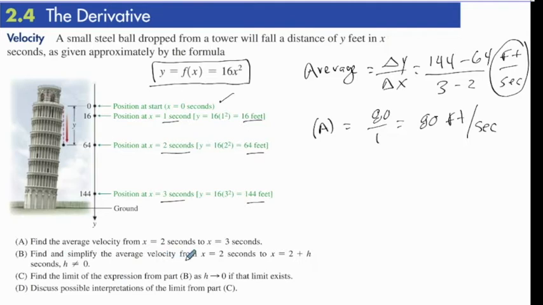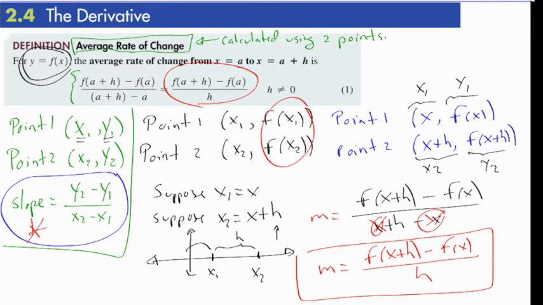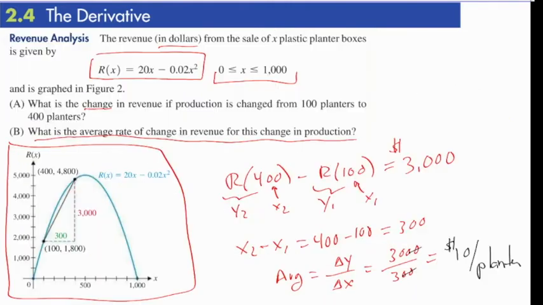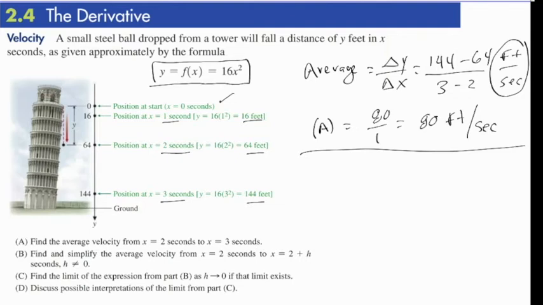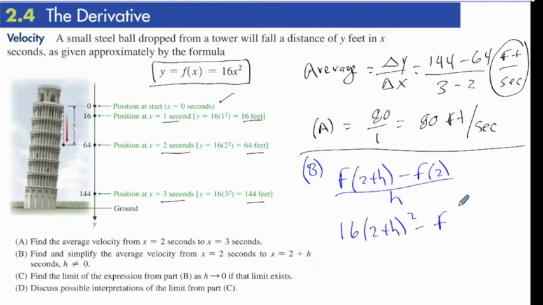Part B says find and simplify the average velocity from x equals 2 to x equals 2 plus h. This is when we want to use our formula that we had found earlier. We did the proof. Let's go back to that proof. Here it is. We started out with the slope formula, and we proved where this f of a plus h minus f of a all over h comes from. So for part B, we're going to say f of 2 plus h minus f of 2 all over h. And our function is 16x squared, so we're going to say 16 times 2 plus h squared minus 16 times 2 squared all over h.